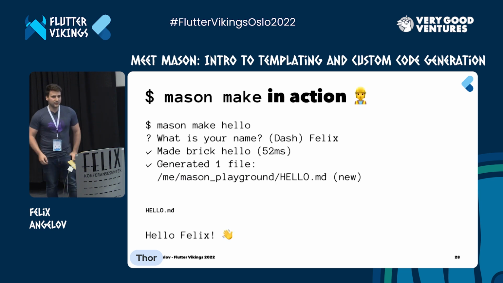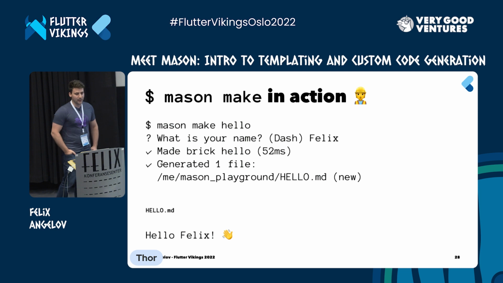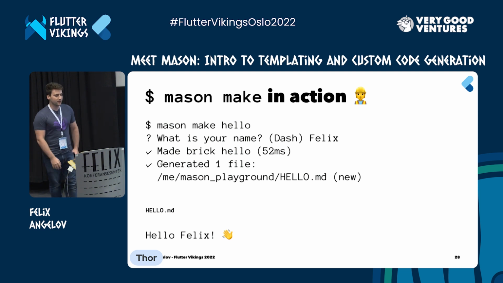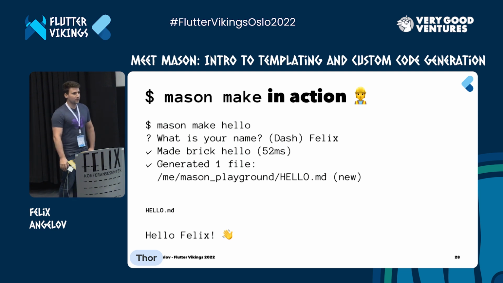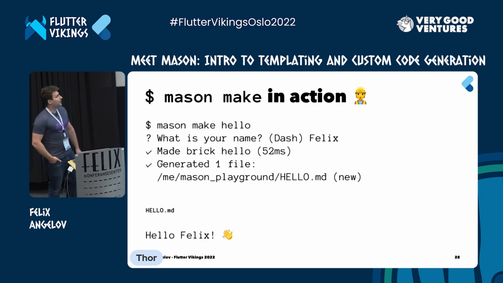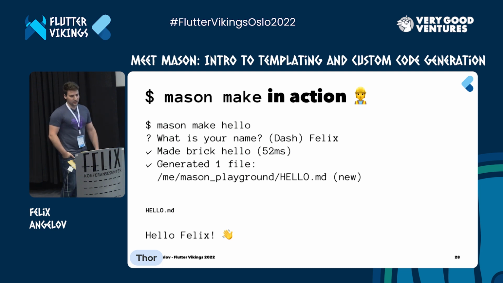So if we run mason make hello, this one brick happens to have one variable that it requires of type string called name. So it'll prompt me, hey, what's your name? I can either use the default value in this case, which is dash, or I can provide my own. So I'll say my name's Felix. And then if I hit enter, I'll get one file generated, which is hello.md. And the contents of that will just be hello Felix with a little hand wave emoji. So you've generated at this point code from an existing template.